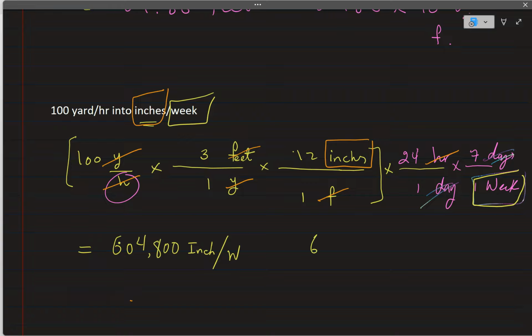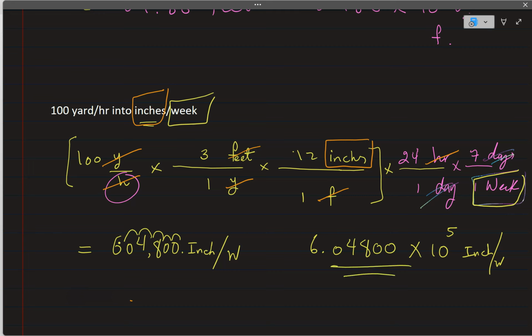So this will be 6.04800 times 10 to the power of, and let's see, what do we have? If that's a decimal point right there, so we bring it in 1, 2, 3, 4, and 5. 10 to the power of 5, and that is inches per week, and that's the conversion for working 100 yards per hour. Supposedly, either you're cleaning it or you're mowing the lawn or whatever that is.